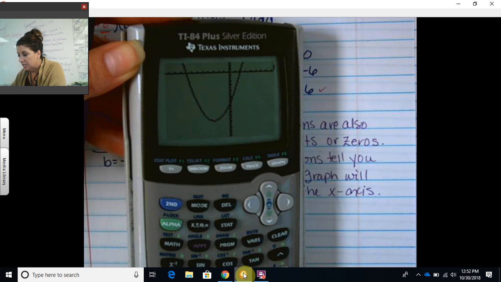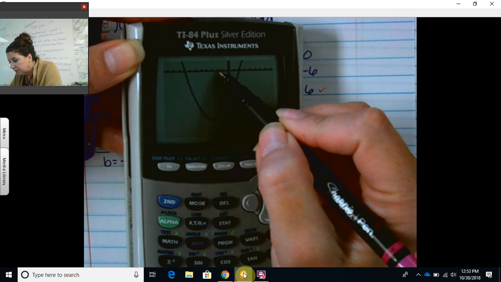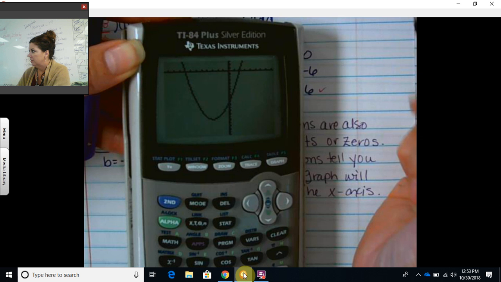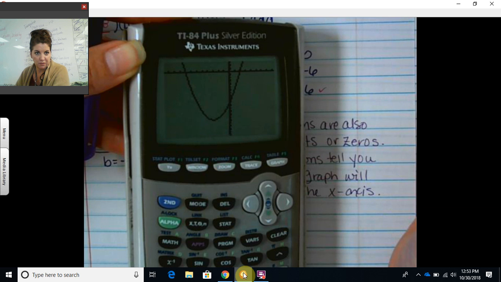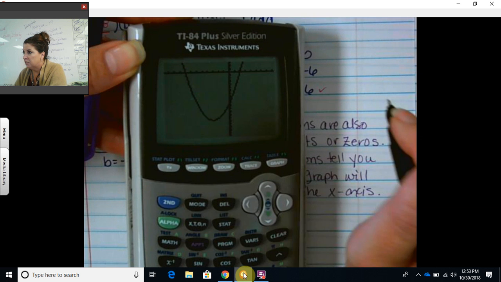Okay, so can you see it crosses the x-axis right here at positive 2? And then negative 1, negative 2, negative 3, negative 4, negative 5, negative 6, negative 7, negative 8. So it just tells you where the graph crosses the x-axis. So when we have to graph these by hand, those are two really important points on your graph.